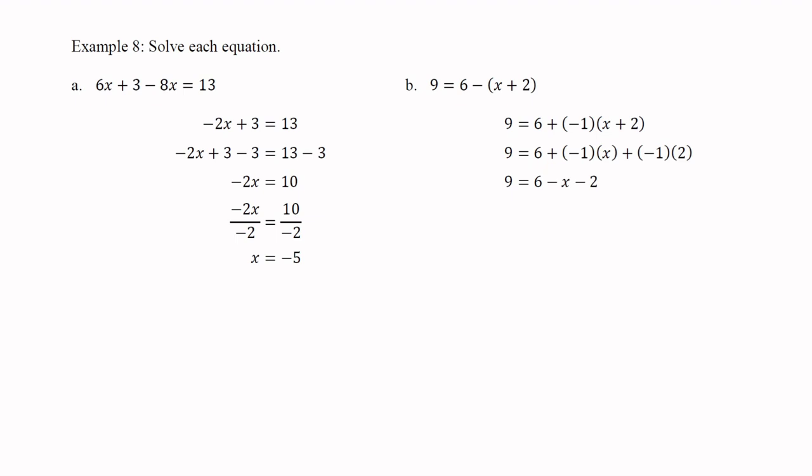We combine our 6 and our negative 2 to give us 4, and then we subtract 4 from each side. 9 minus 4 gives us 5, which is equal to negative x. And if 5 equals negative x, then negative 5 must equal x. So you either multiply each side by negative 1, or you divide each side by negative 1, and that takes care of the negative in front of the x, giving us our solution.